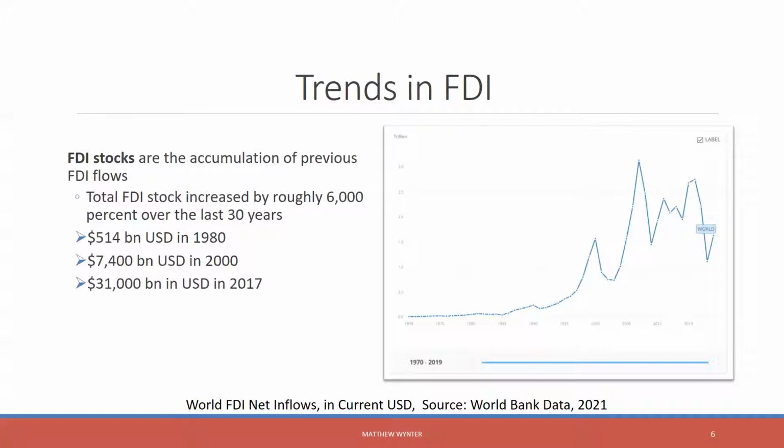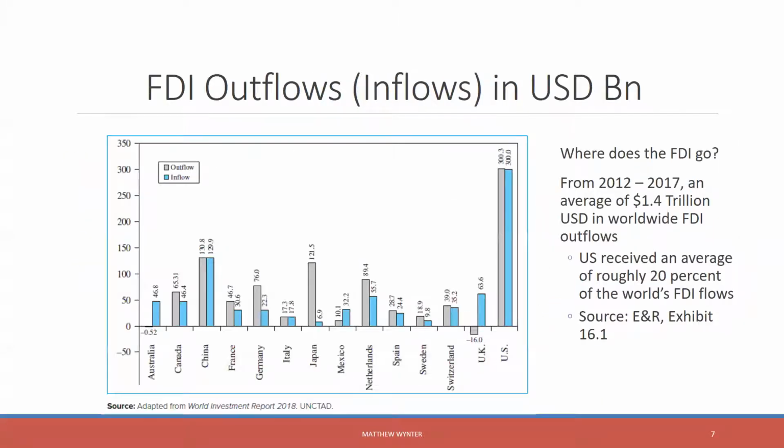So FDI stocks totaled in 1980 a little bit over 500 billion. In 2017, we're talking well over 31 trillion. So quite a large amount of FDI is held all around the world. When we look at where that FDI goes, so if we look at the outflows and inflows, primarily a lot of it is going to be from developed countries to other developed countries, but there's still quite a bit of cross-sectional variation around the world in who receives it and who sends it out.